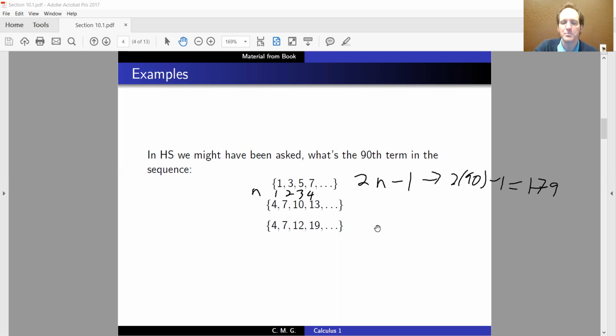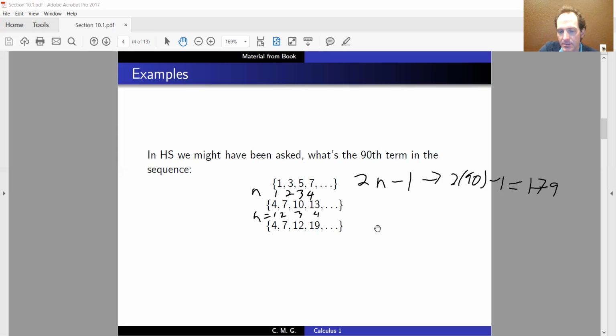What's next? Next, we talk about 1, 2, 3, and 4 again. This time I'm talking 4, 7, 10, and 13. So how do I get between these? It's a difference of 3 between each of the terms. And so I think, well, that's n plus 3.